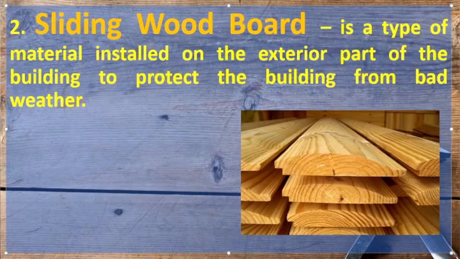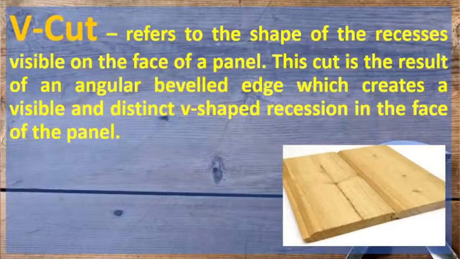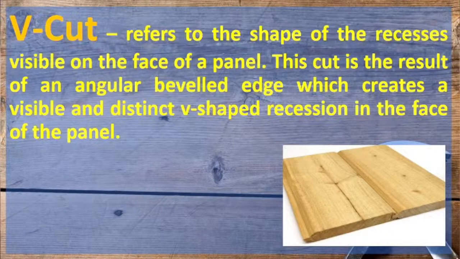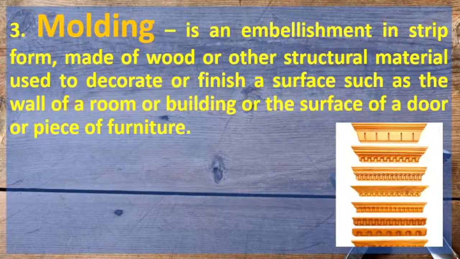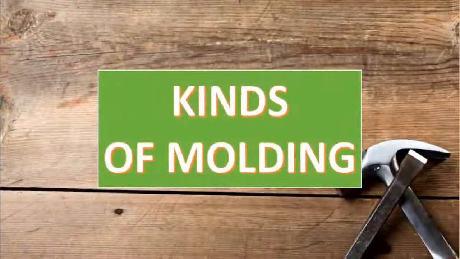from bad weather. Example, V-cut refers to the shape of the recesses visible on the face of a panel. This cut is the result of an angular beveled edge which creates a visible and distinct V-shaped recession in the face of the panel. Molding is an embellishment in strip form made of wood or other structural material used to decorate or finish a surface such as the wall of a room or building or the surface of a door or piece of furniture. Kinds of molding.